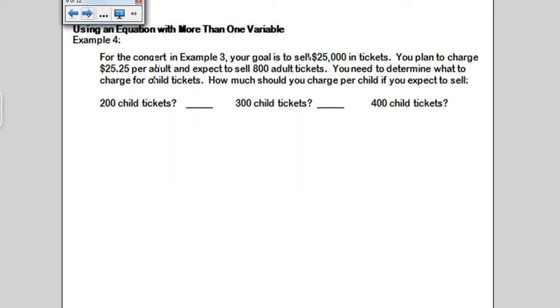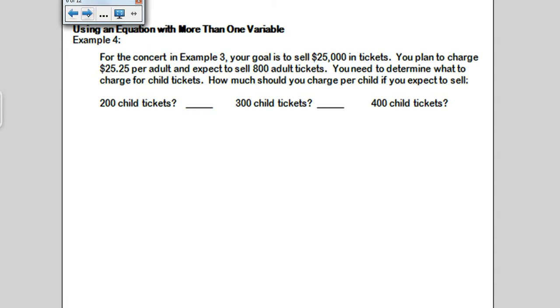For the concert in example 3, your goal is to sell $25,000 in tickets, and you plan to charge $25.25 per adult, and you expect to sell 800 adult tickets. But we're not really sure how many children's tickets we're going to sell. So we're going to have to figure out how much to charge depending on what we really end up thinking is going to happen later on.